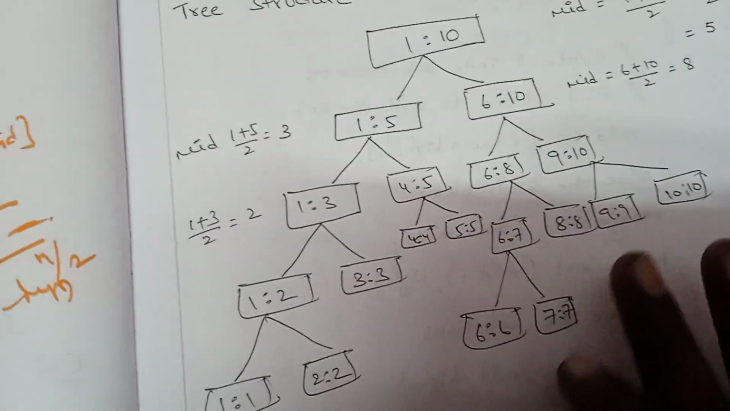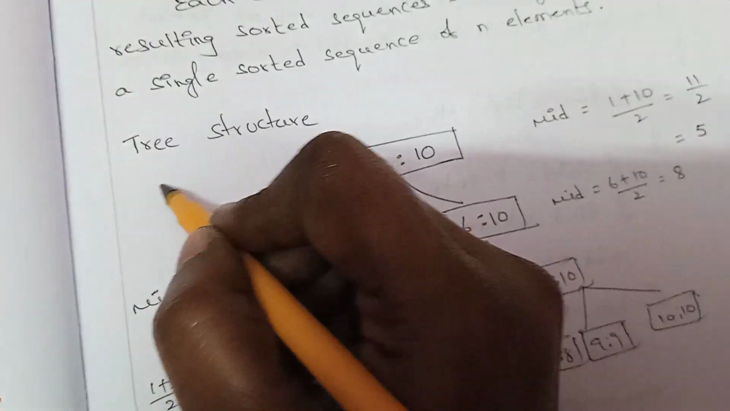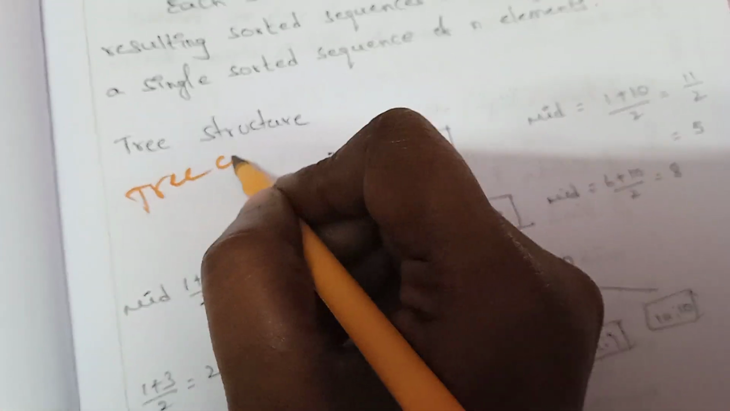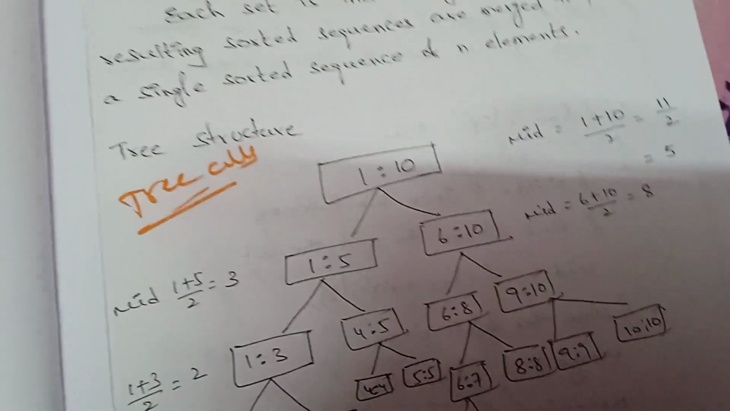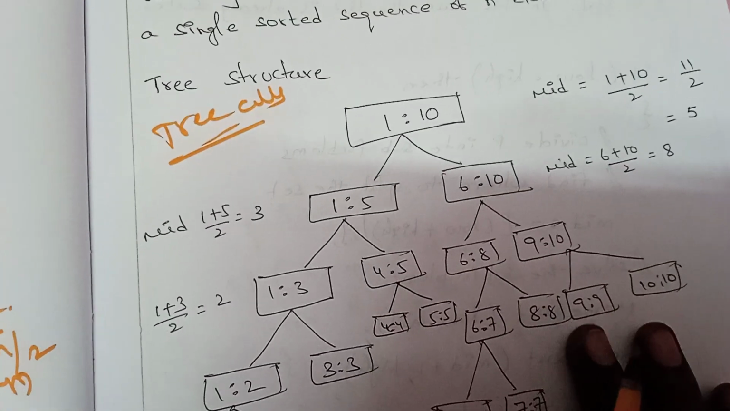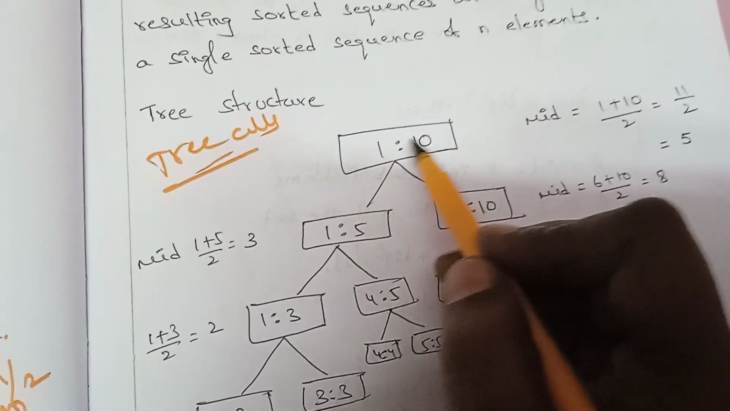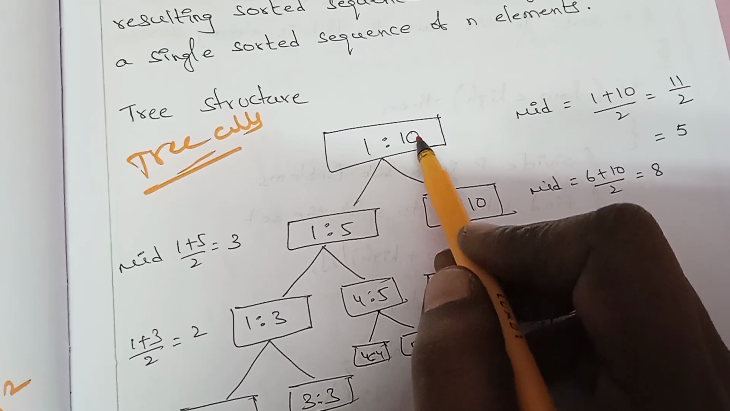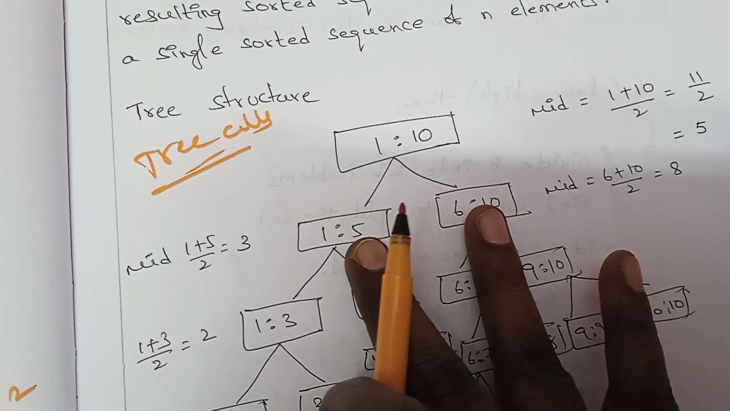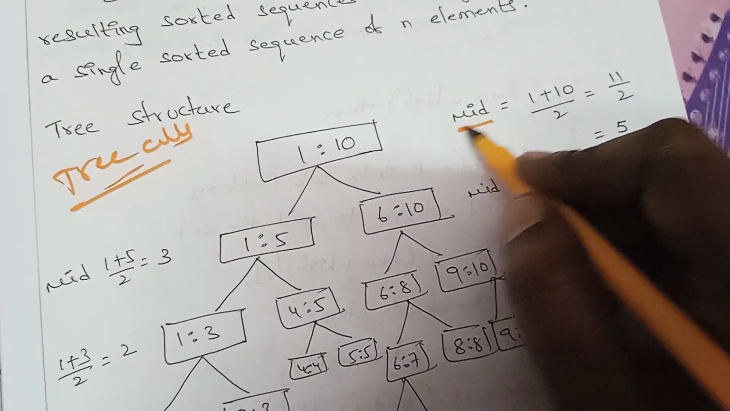Now let's see the tree call, otherwise the tree structure of merge sort. How will these get called? Let us suppose that we have 10 elements. These 10 elements will get divided into two parts. How will they get divided? Based upon the middle element.